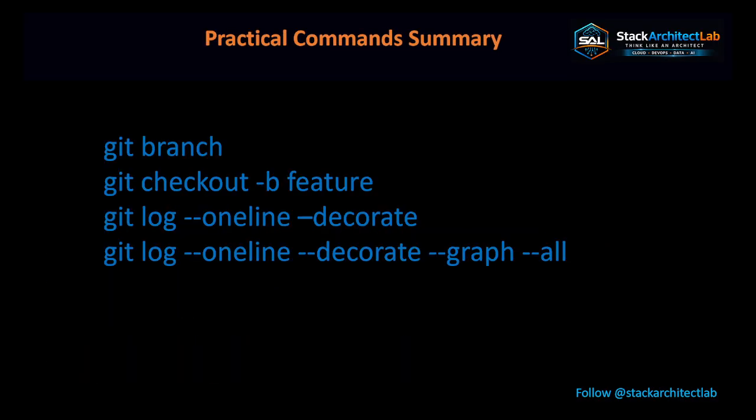And finally, if I talk about some practical command summary, then these are some of the commands: git branch to see the branches, git checkout -b feature branch, then git log oneline decorate, and git log oneline decorate graph all, the complete graph it will show you.